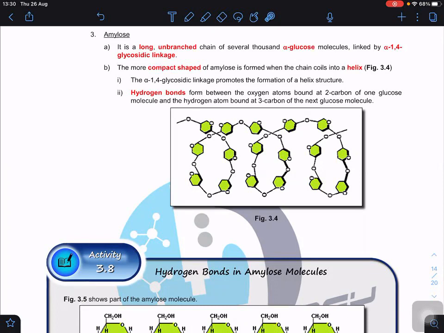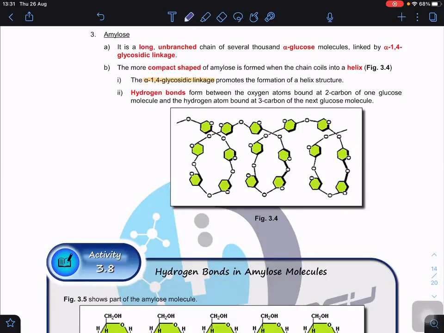Amylose is a long unbranched chain of several thousand alpha glucose units joined by alpha-1,4 glycosidic linkages. Because they form this helical structure, we can pack them nicely, so amylose has a very compact shape when the chain forms this helical structure. And the helical structure is due to what? It is due to this alpha-1,4 glycosidic linkage, because the alpha-1,4 glycosidic linkage actually promotes the formation of these helical structures.